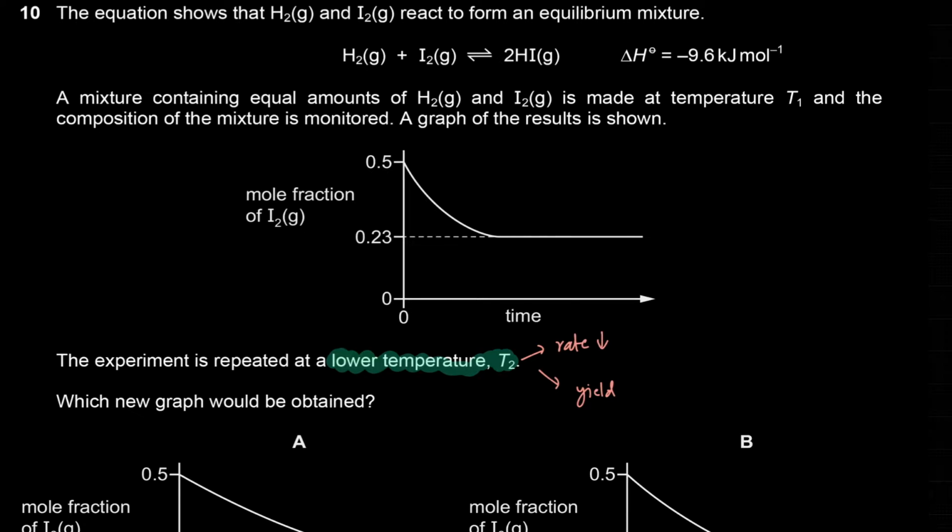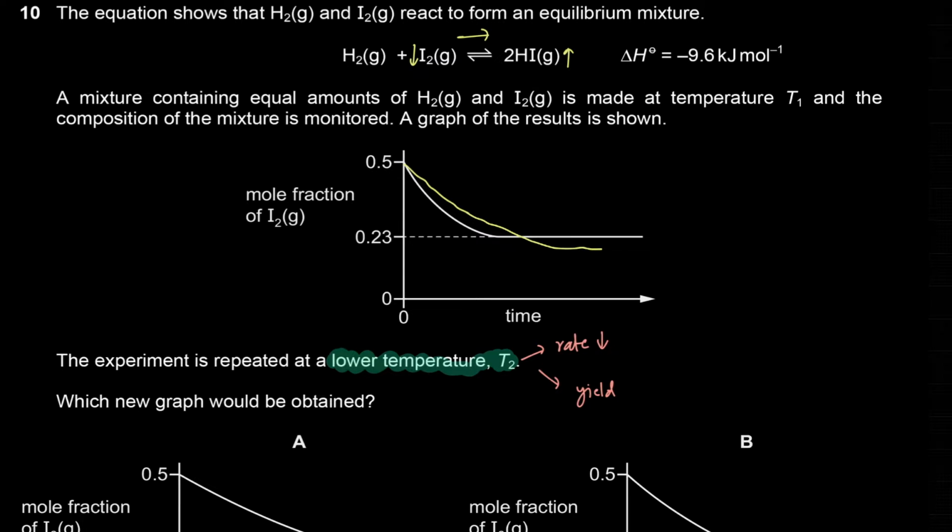Now the second question I have is, if I have a lower temperature, over here we have an exothermic reaction. A decrease in temperature favors the exothermic side, so the yield of the product, hydrogen iodide, will increase. We'll have more of this and less iodine. So the mole fraction of iodine should be even less at equilibrium because the equilibrium shifts to the exothermic side. Lower temperature, the exothermic reaction is favored, higher yield of products, lesser amount of reactants, so less iodine.